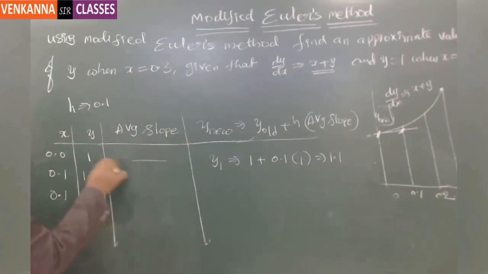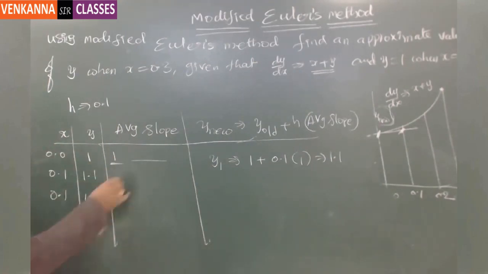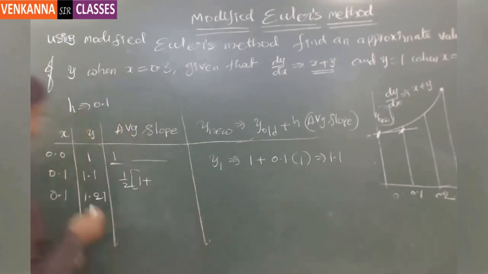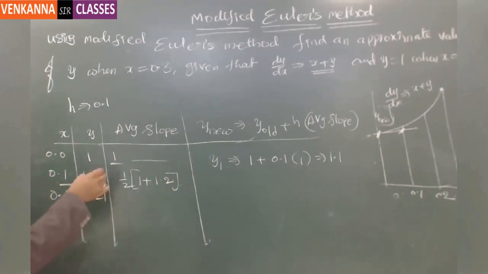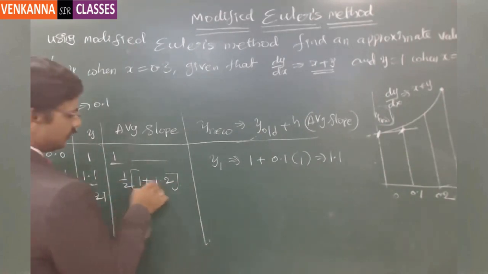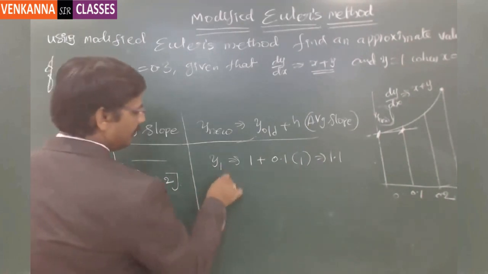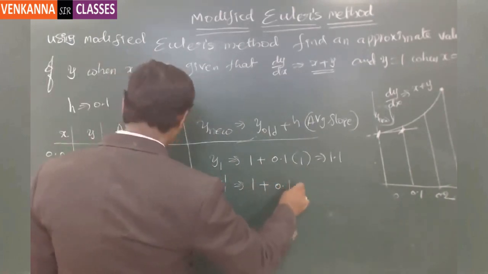The initial slope, the sum of these two, is 1. Now when you consider the average slope, it is 1 by 2 times this slope plus the new slope. The new slope is the sum x plus y, 0.1 plus 1.1, which is 1.2, and the previous slope is 1. So the average of these is 2.2 divided by 2, which is 1.1 again. So y1 dash is equal to the initial value of y1 plus 0.1 times 1.1.